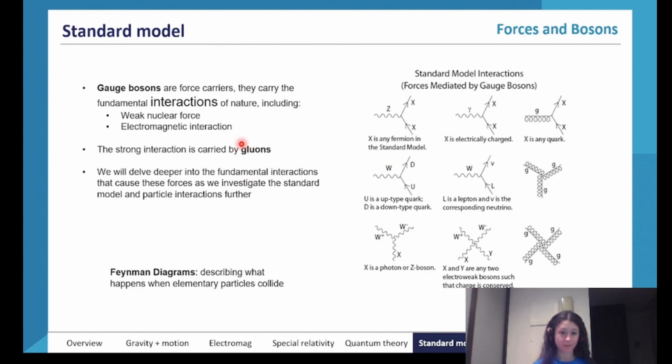So our gauge bosons are the force carriers. They carry the forces between our other particles. So weak nuclear force and electromagnetic, and then the strong nuclear force is our gluons. We're going to delve deeper into the fundamental interactions that cause these forces, as well as investigate the Standard Model and particle interactions further later in year 12. The Feynman diagrams describe what happens when elementary particles collide, and you can see a few of these over here.